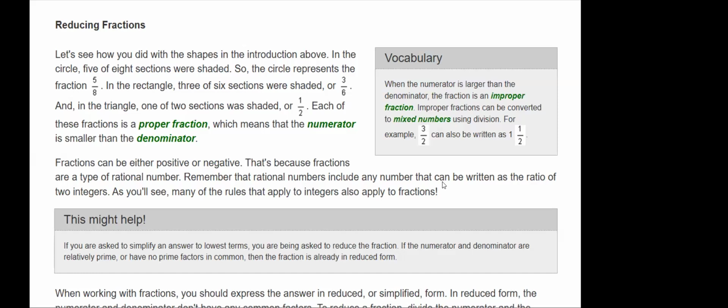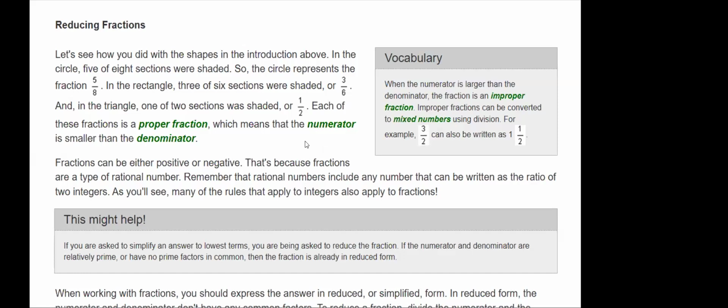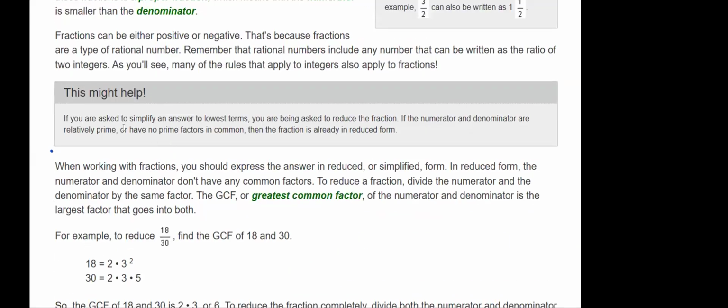Each of these fractions is a proper fraction, which means that the numerator is smaller than the denominator. Fractions can either be positive or negative. That's because fractions are a type of rational number. Remember that rational numbers can include any number that can be written as a ratio of two integers. As you see, many of the rules that apply to the integers also apply to fractions.